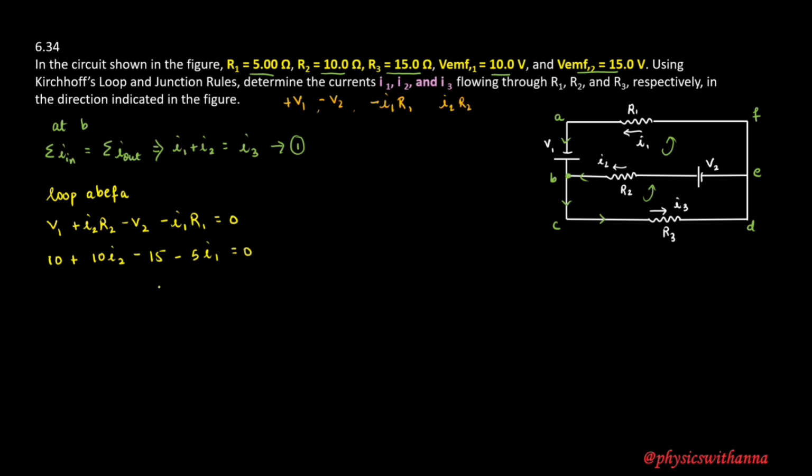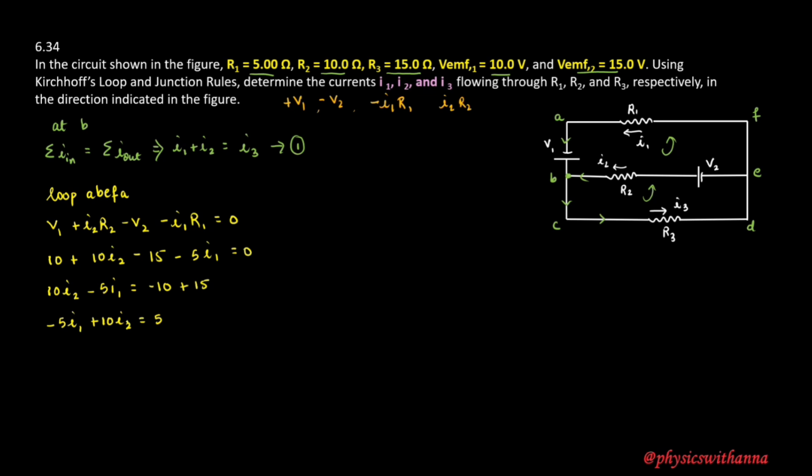Now let's rearrange the terms. We will keep the terms with variables together and the ones with constants will move to the other side. So we get here 10 I2 minus 5 I1 to be equal to positive 10 when I move it to the other side, it will become negative. Negative 15 when moved to the other side will become positive. So I can rewrite this as minus 5 I1 plus 10 I2 equals 5.